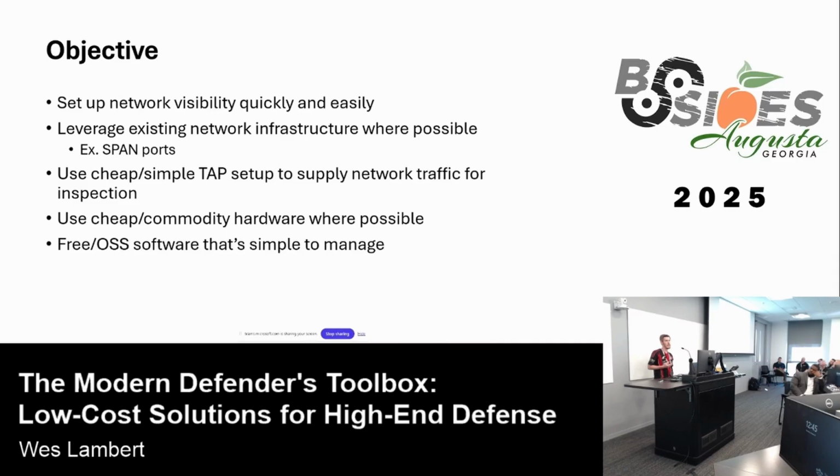I want to find something I can set up quickly and easily to get that network visibility. I want to try to leverage existing network infrastructure if I have it, if I have a span, or a switch at home that I'm using, or in my network, maybe I can use a span port on the switch. That's very simple, or maybe just a simple cheap tap, something to quickly and easily duplicate that traffic so that I can monitor it and get that network visibility. And then, of course, I want to try to use free or open source software if possible, just to make it cheaper on my end, and I would also like it to be easy to manage.